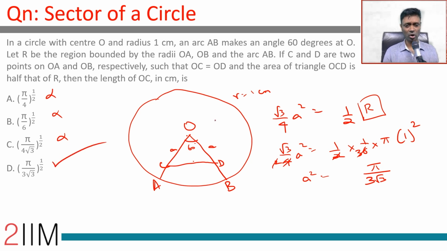Wonderful question. So all we need to do is equilateral triangle is root 3 by 4 A square, which is half of 1/6 of a circle, and we're done.